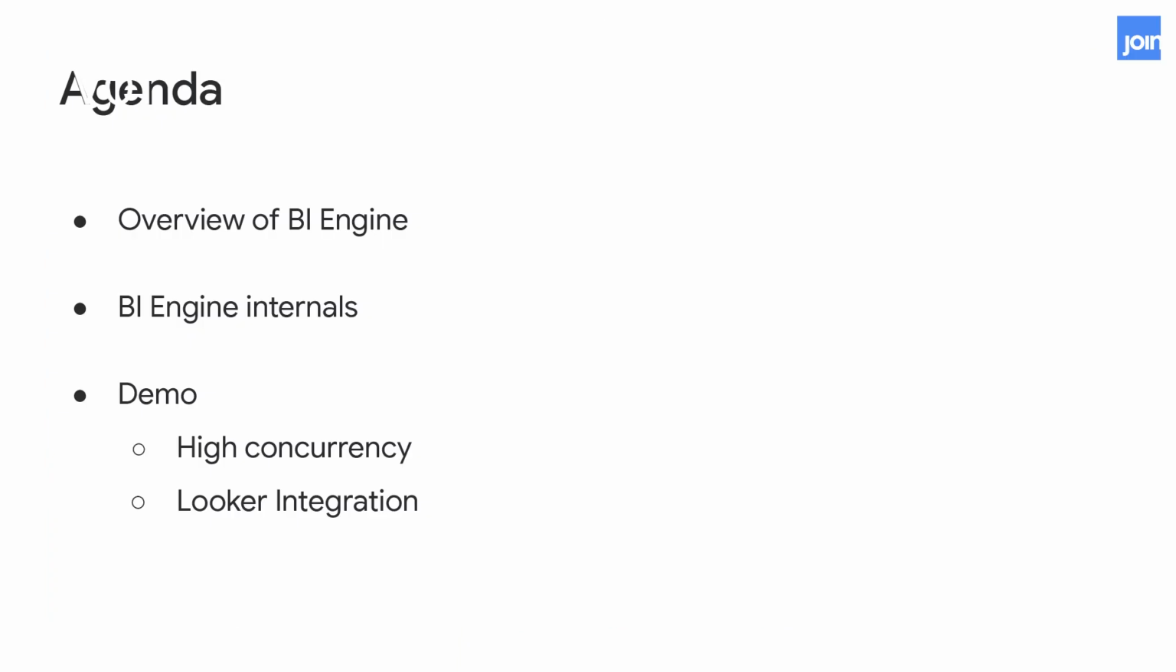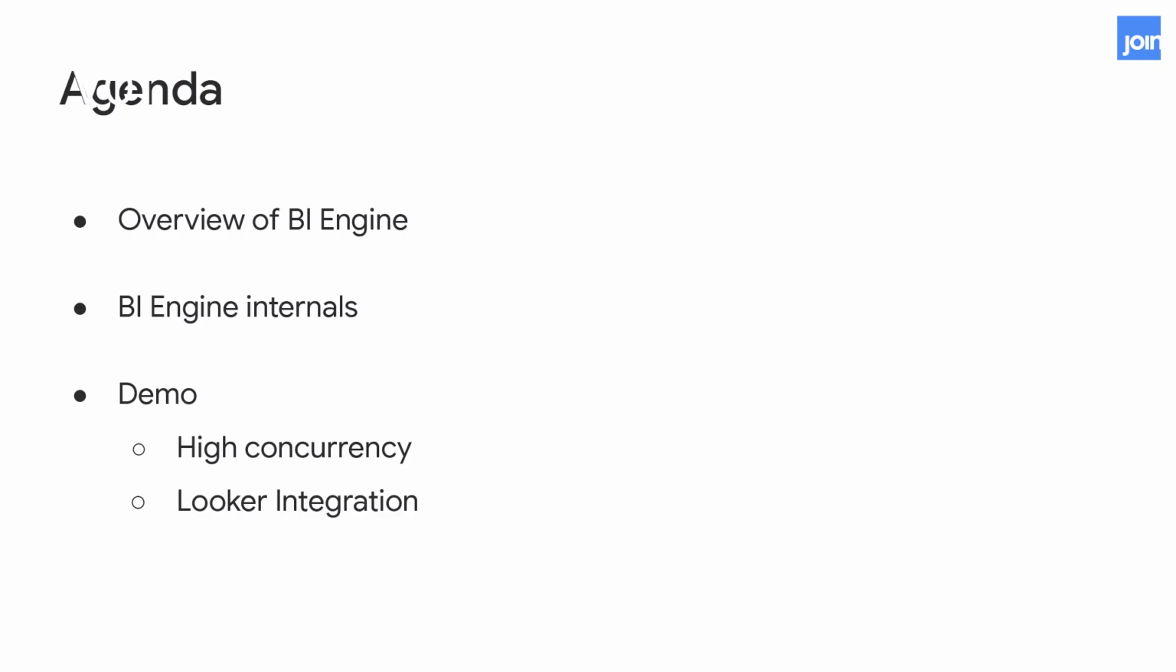So in today's session, I'm going to provide an overview of BI Engine, why we built it, what is a key customer use case, what problem are we solving. A good bulk of this talk is going to focus on how BI Engine works internally, the core architecture, and we'll have some demos at the end demonstrating BI Engine's high concurrency use case. And I'll be joined by Kevin Marr, who's a product manager on Looker, to talk about the BI Engine Looker use case. So let's get started.